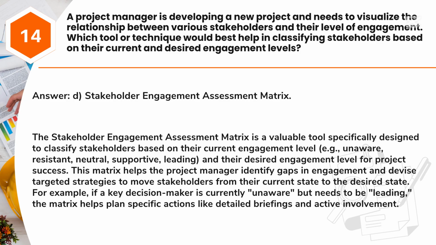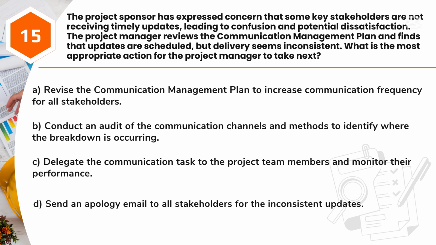For example, if a key decision maker is currently unaware, but needs to be leading, the matrix helps plan specific actions like detailed briefings and active involvement. Question 15. The project sponsor has expressed concern that some key stakeholders are not receiving timely updates, leading to confusion and potential dissatisfaction. The project manager reviews the communication management plan and finds that updates are scheduled, but delivery seems inconsistent. What is the most appropriate action for the project manager to take next?